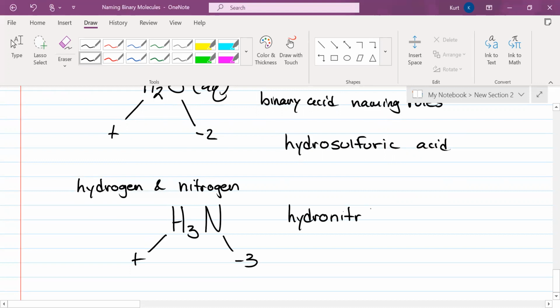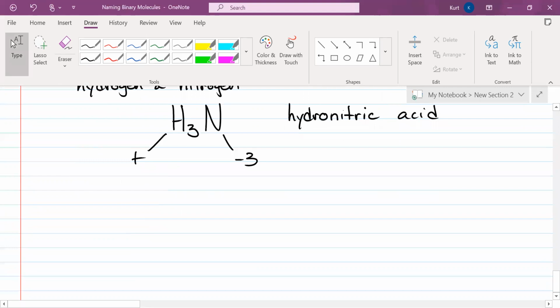Nitro or nitric. And what is the third step? Ick. And what is the fourth step? Acid. Hydronitric acid. All right. Let me think if I can come up with one. Oh, last one. All right, here we go.